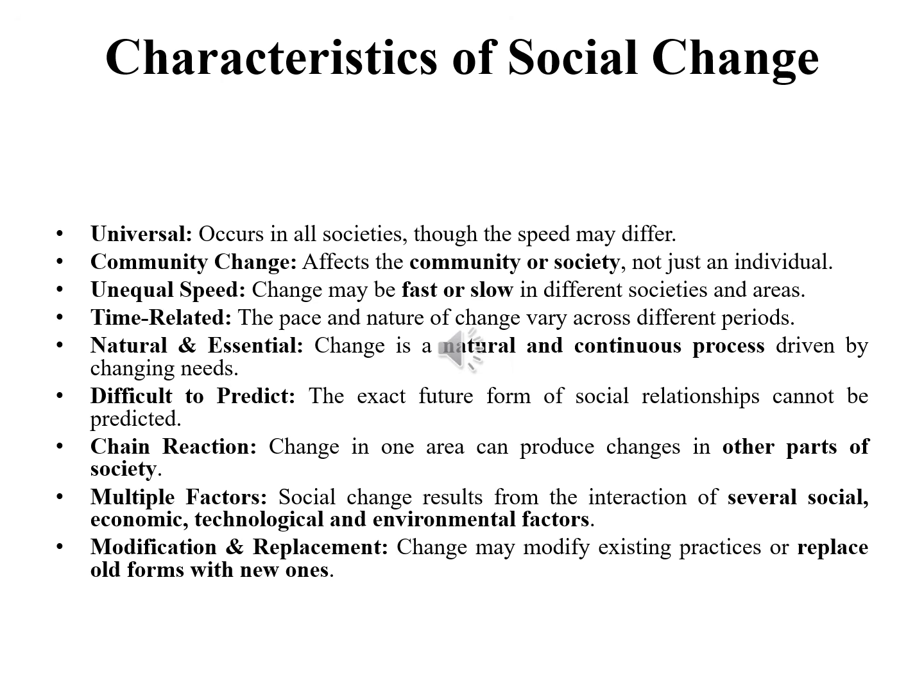digital system. So an easy way to understand or remember this is: social change is universal, affects society, happens at different speeds, and it is continuous, unpredictable, interconnected, and caused by many factors. It can modify old practices or replace them with new ones.